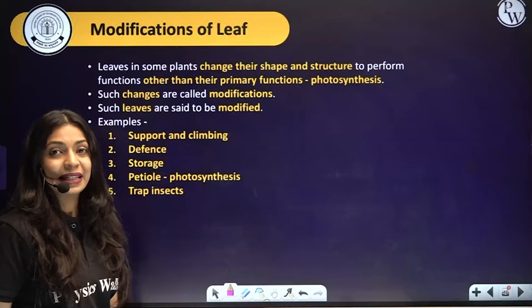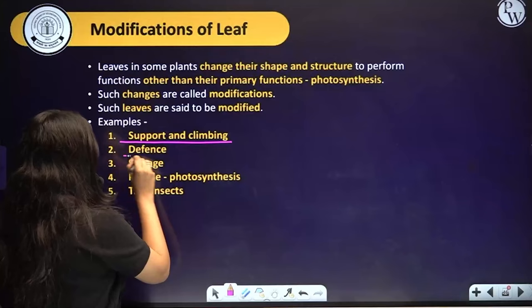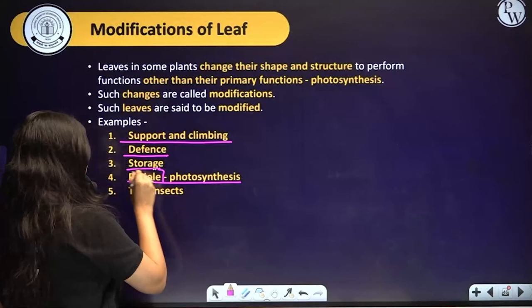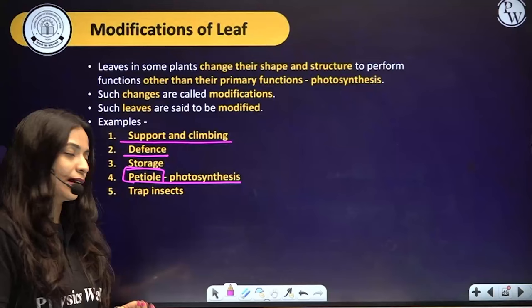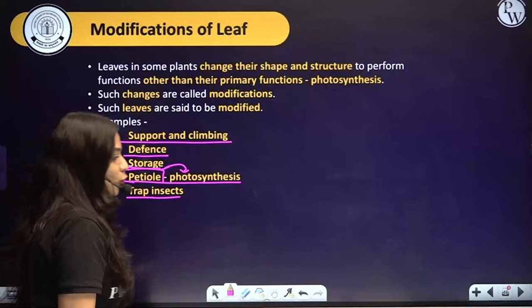Some examples why leaves get modified are to support and climb, defense, storage, and photosynthesis. Usually photosynthesis is the function of the lamina, but as a modification in some plants, the petiole becomes photosynthetic, which also is a leaf modification, and then to trap insects. So let's look at these leaf modifications.